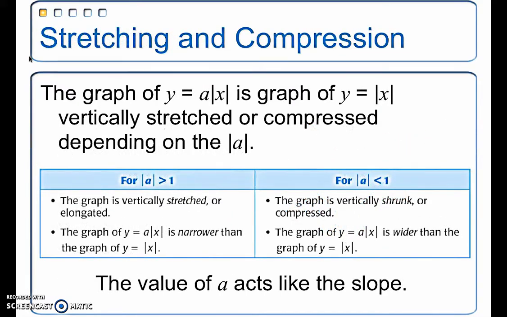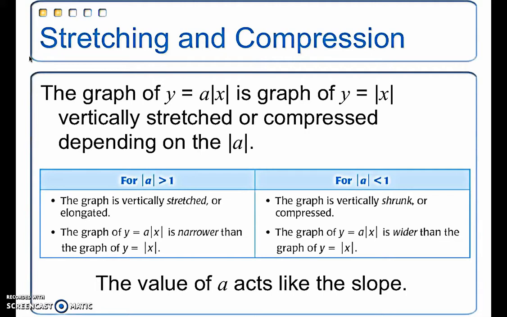So what about when you multiply, stretches and compressions? The graph of y equals a constant times the absolute value of x is the graph of that vertically stretched or compressed, depending on the value of a. So let's just think of the positive version of a. That's why I put absolute value bars, because the negatives will do something else.